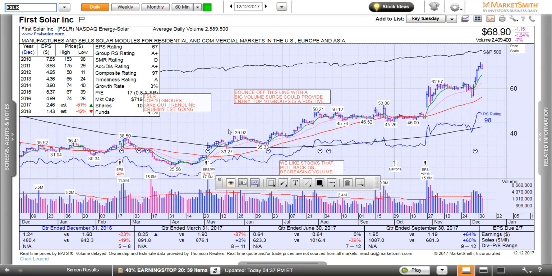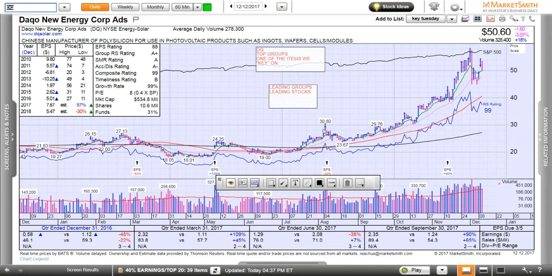That's S-T-O-P-S. First Solar. There was a little shelf there that lifted through 62.50 on a pickup in volume. Number 1 stock in the number 1 group. Here's DQ that we showed earlier. And no, it's not Dairy Queen. Although a dip cone does sound good right now, doesn't it?